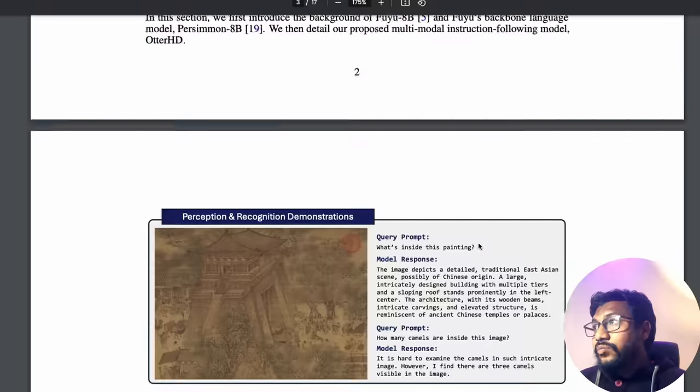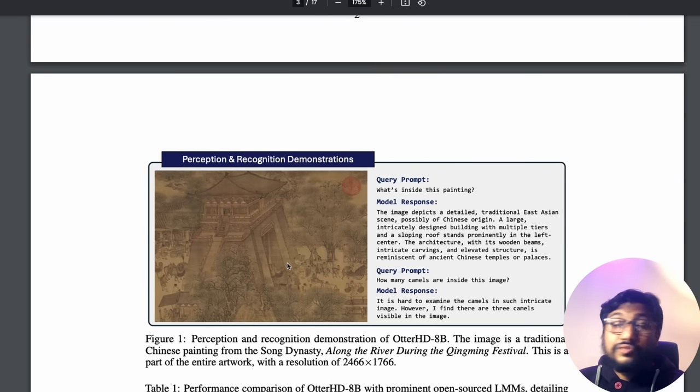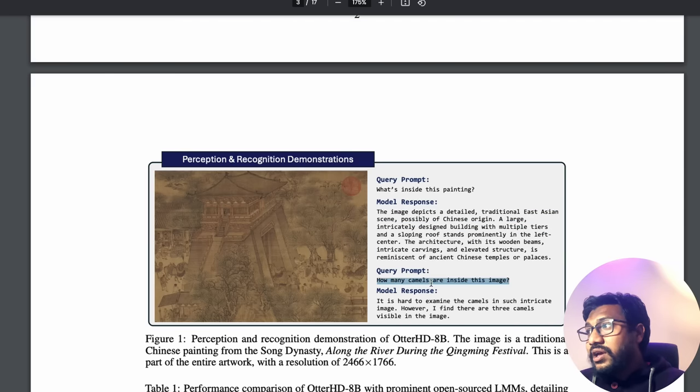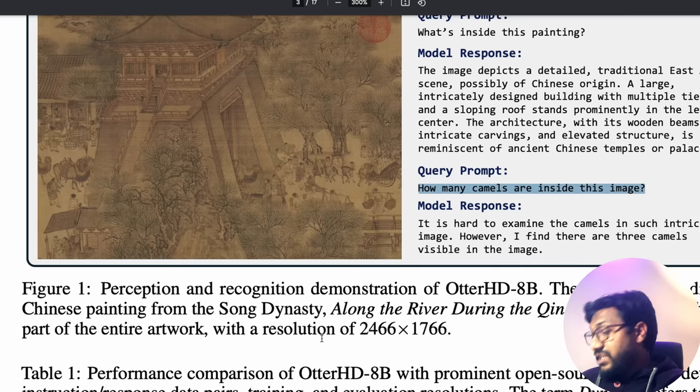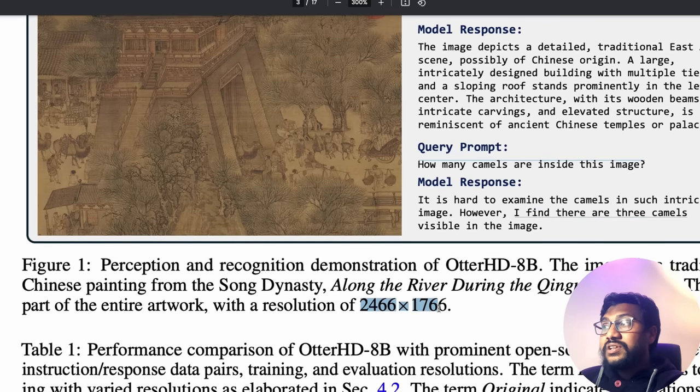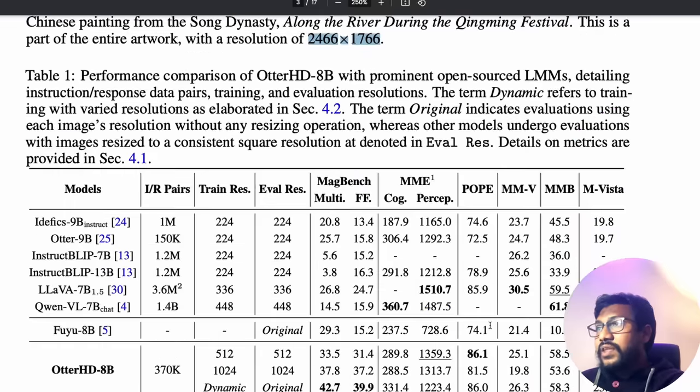They have details about how good their system is. For example, in this example, this is a picture that they uploaded. Honestly speaking, I don't have much of a clue what it is. It asks what's inside the painting and the model goes on detailing what is there. So it gives you all the details. Then they have a follow-up question: how many camels are there inside this image? As a human, I give up. Please don't kick me out of humanity. But it says there are three camels visible in this image. I don't know if it is correct or wrong, but this is an image of 2466 by 1766, and OtterHD is capable of handling that.